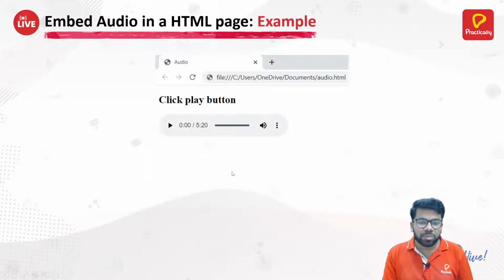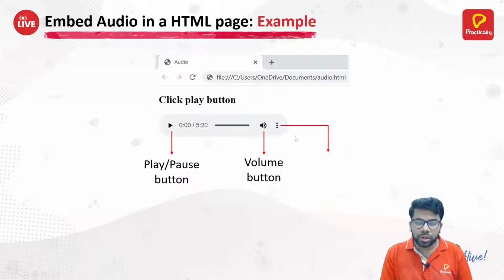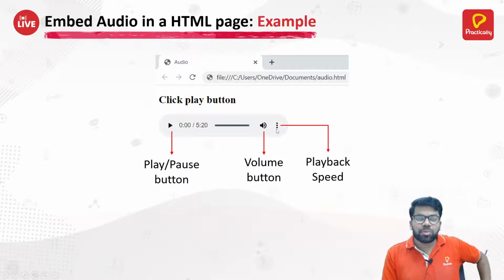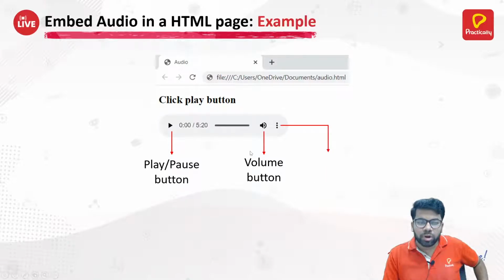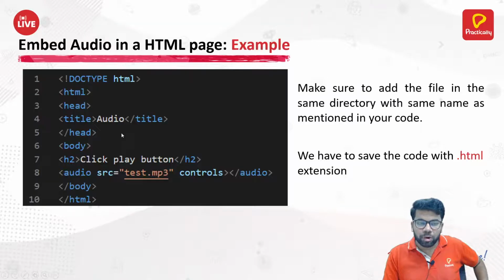So this is the example. Whenever I write controls, only then is it going to be displayed like this. From here I can play and pause the audio, and from here I can increase the volume. These are the other controls. Playback speed and all we can set from here. So this is the output example of this program.